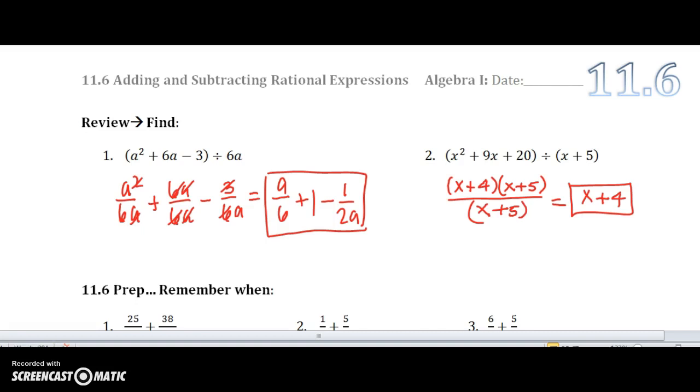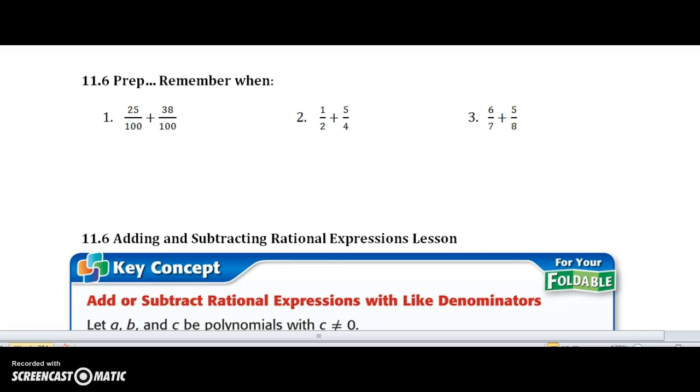But let's go on to remember when. Remember when you learned how to add fractions? You learned that they need a common denominator.